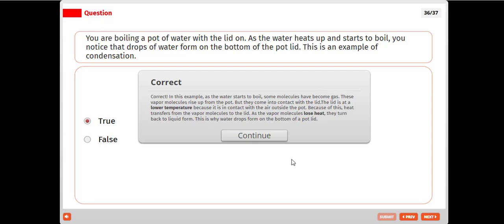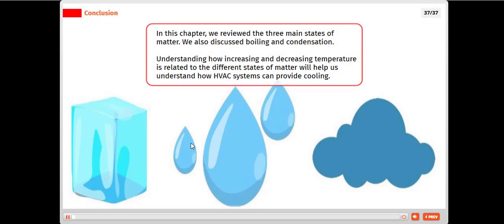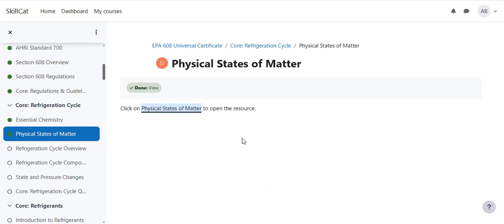In this chapter, we reviewed the three main states of matter. We also discussed boiling and condensation. Understanding how increasing and decreasing temperature is related to the different states of matter will help us understand how HVAC systems can provide cooling. Okay, so for the refrigeration cycle, we finished essential chemistry and physical states of matter.